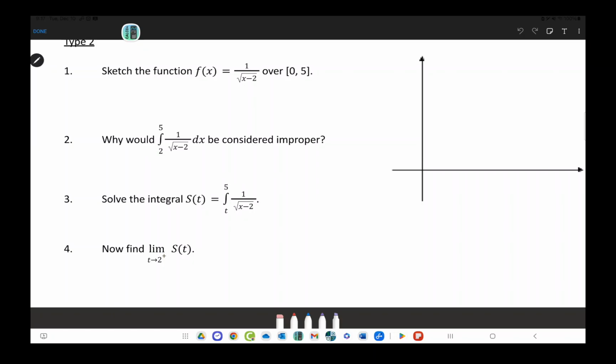All right, so for type 2, first thing we have a function, f(x) equals 1 over the square root of x minus 2, over the integral from 0 to 5. So it says sketch the graph. And let's see here. So from 0 to 5, we have that. So 1, 2, 3, 4, and 5.